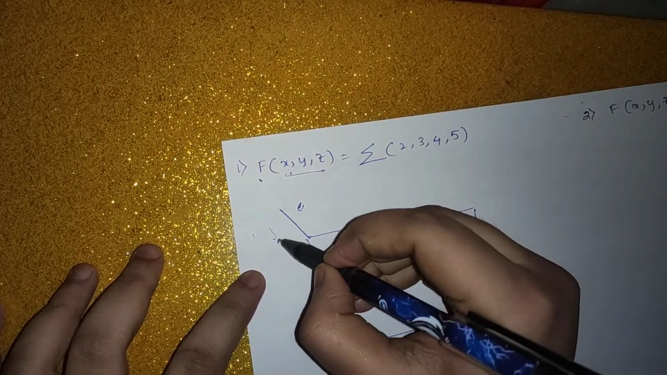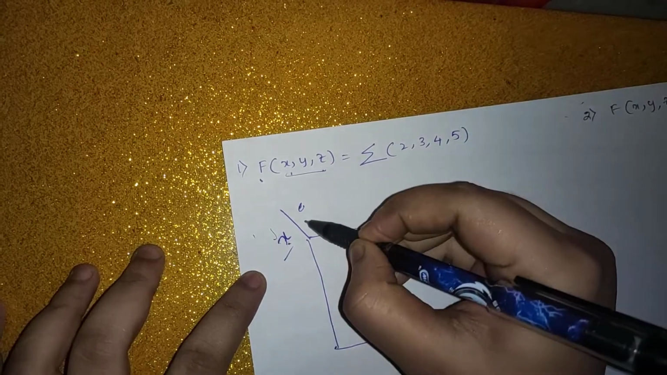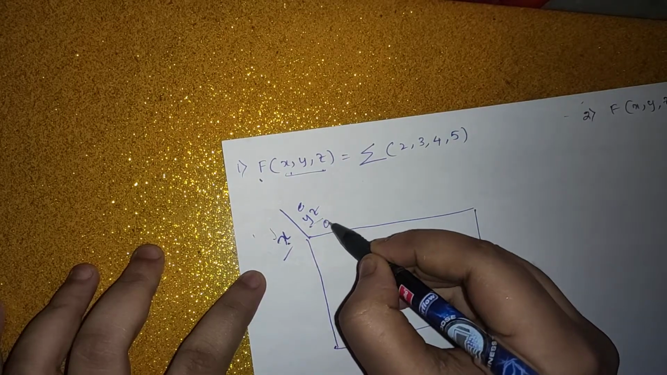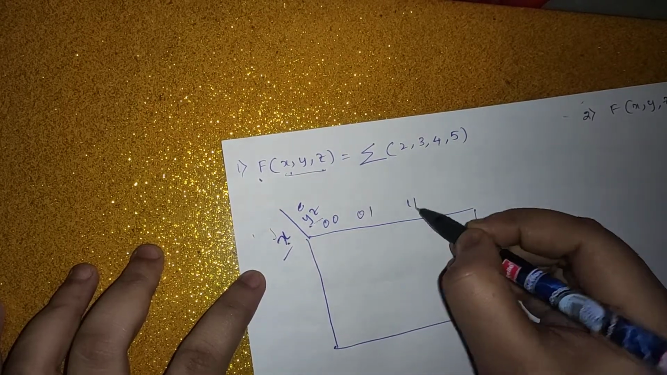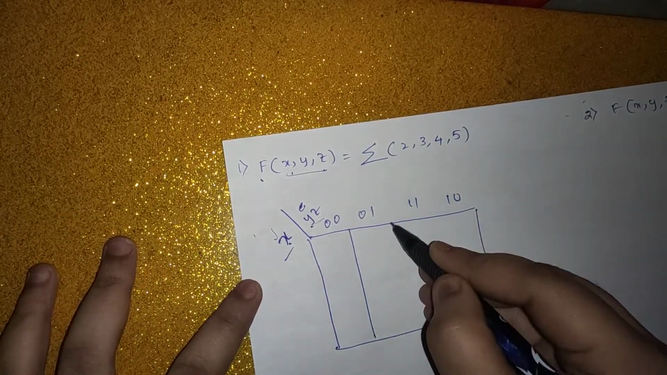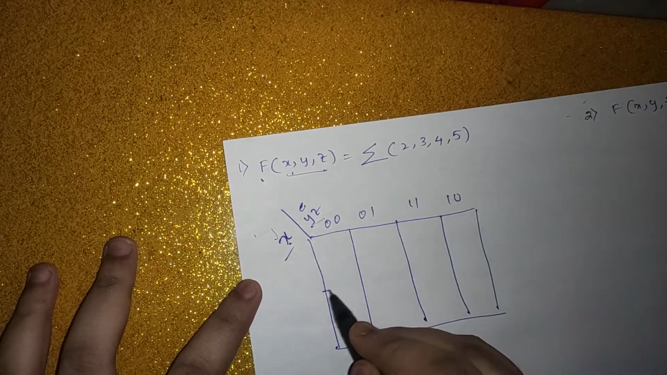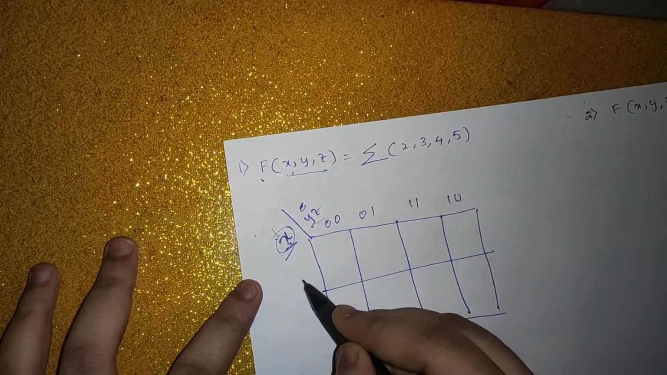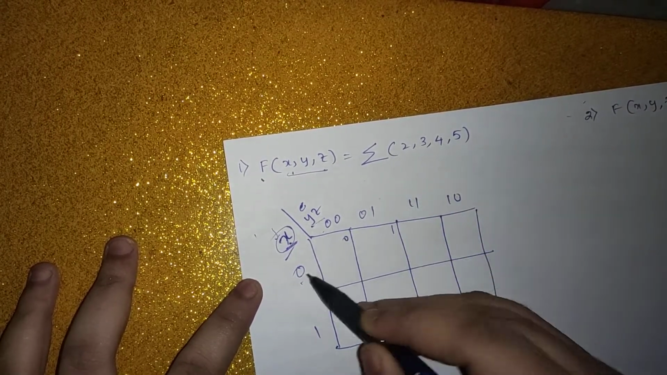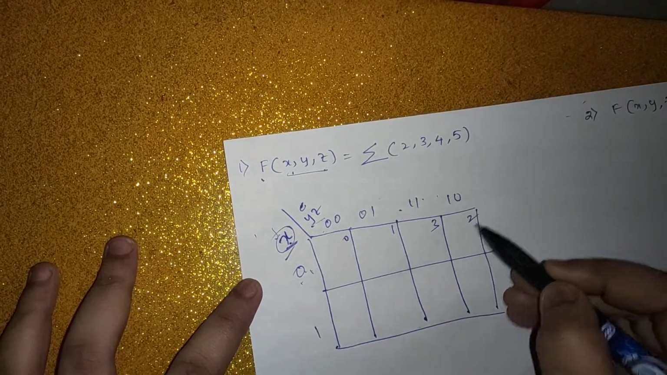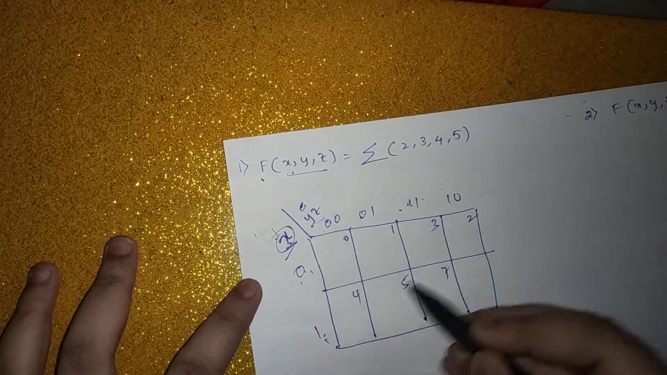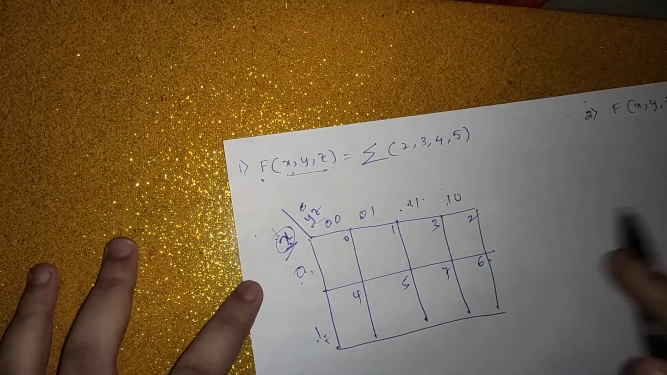Okay, if I am taking x on this side and yz on this side, yz has 4 combinations, right? So 00, 01, 11, 10. Gray code should be taken, remember this. Draw 4 columns and 2 rows, because x has only 2 combinations, 0 and 1. So 000 is 0, 001 is 1, 011 is 3, 010 is 2, 100 is 4, 101 is 5, 111 is 7, 110 is 6. Okay, we have done.